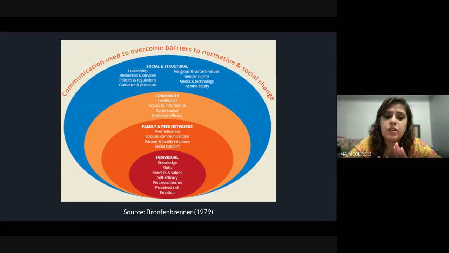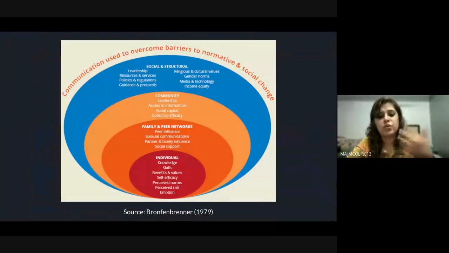At the family and peer network, we need to have peer influence. So what kind of peers we have, what kind of influence and mindsets they have, what kind of communications our spouses, partners, and family might have, and the support that they might provide. So these are some of the barriers that we need to overcome, and we need to communicate effectively on how to overcome those. So again, the strategies of SBCC are usually implemented here to bring about a change at all of these levels.